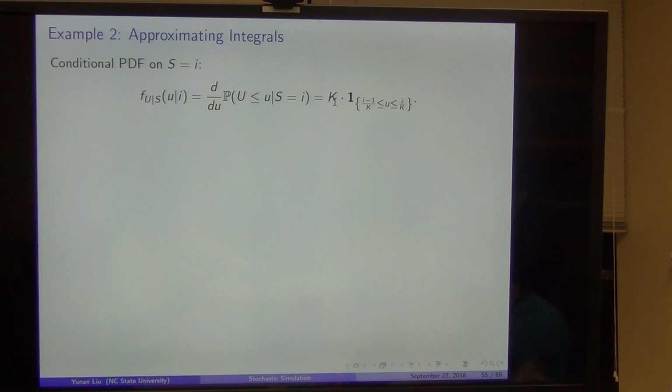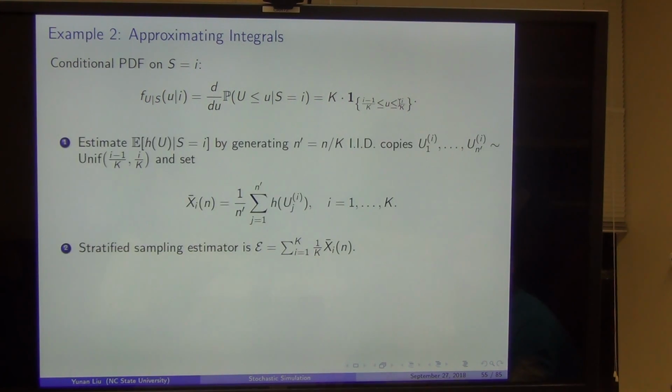Why is it k? Because the length of interval is very small, though. You have to make sure that the area covered by this curve is 1, right? So it's going to be k. So it's uniform. So k times the length of this interval, which is 1 over k, gives you 1. Okay.